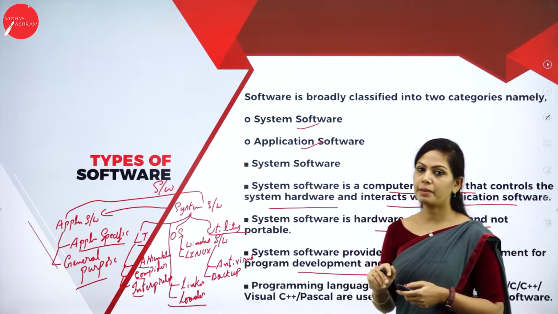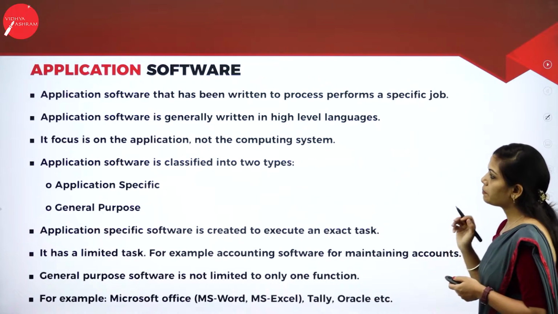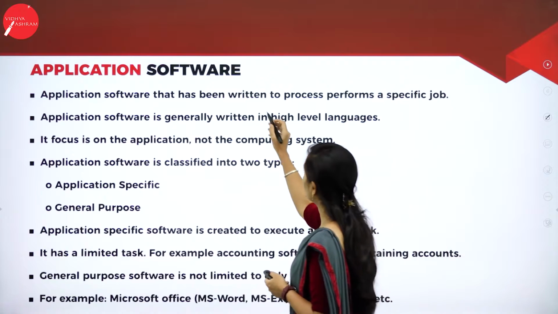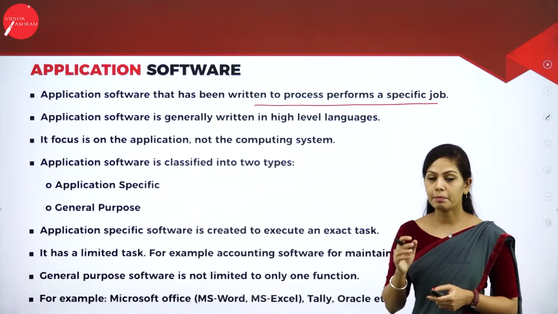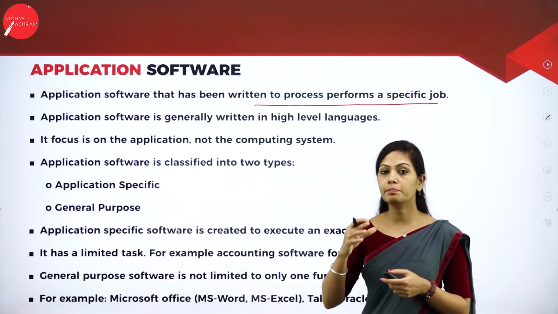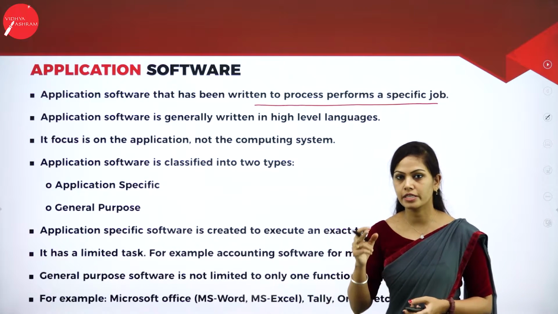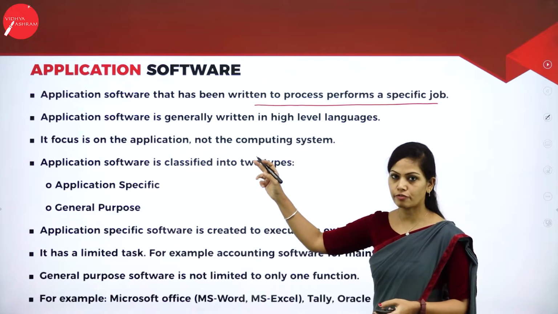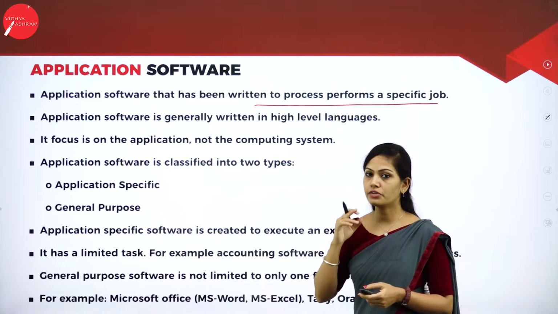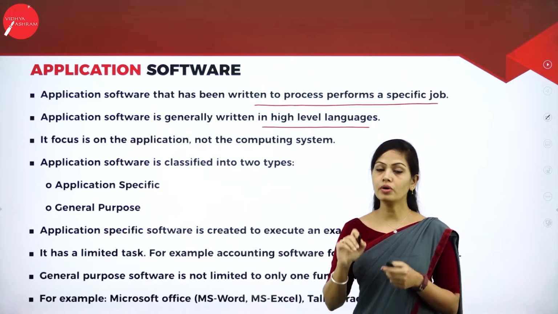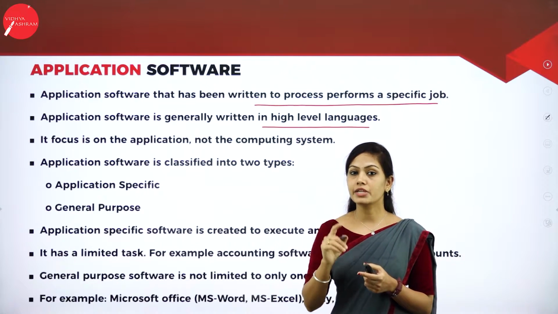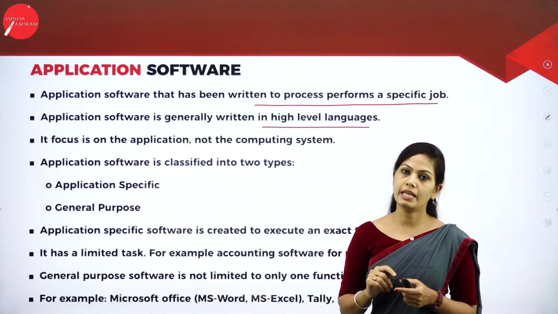And what is application software? Application software is software that has been written to perform a specific job. Application software is a software that performs a single task. And application software is generally written in high level languages.